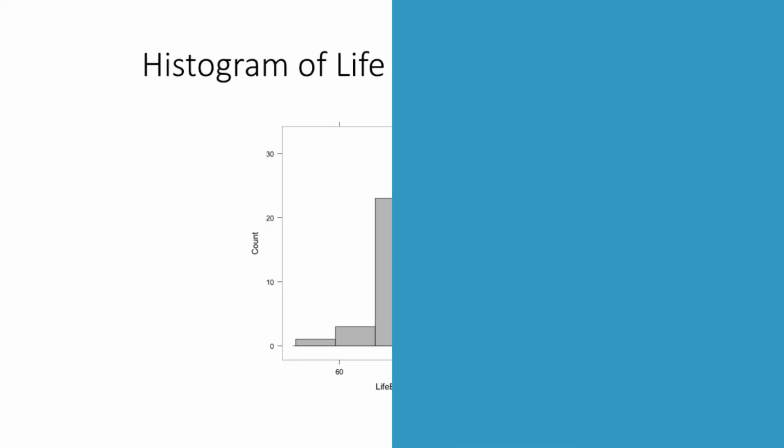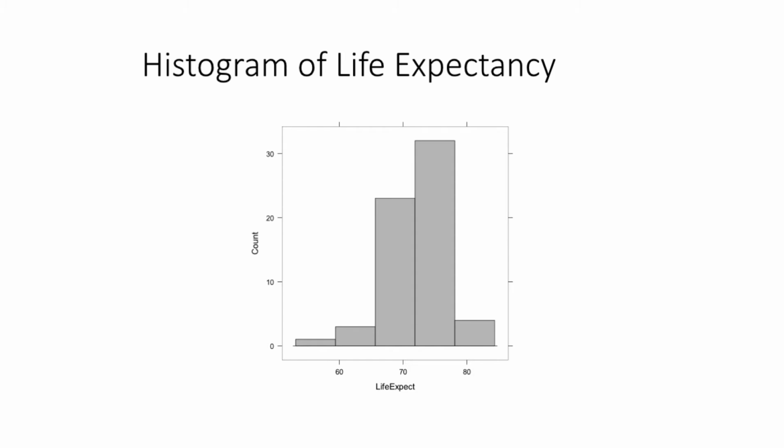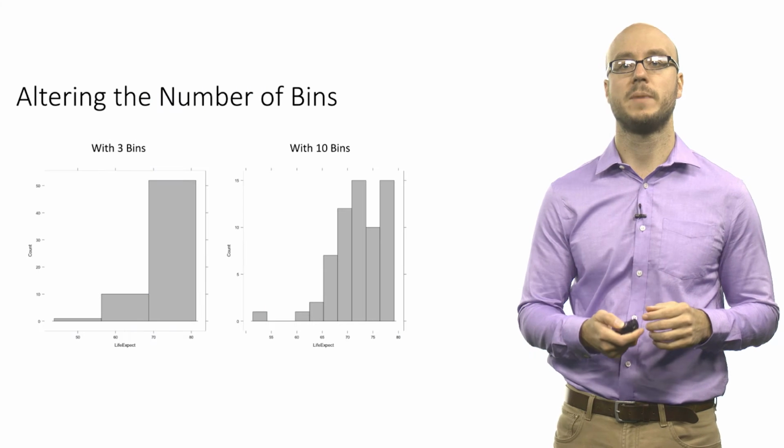And you do see some kind of spread, especially in the lower end, and that lower bar, that first bar that's really small, reflects that one data point of Haiti, which is lower than all the other observations in terms of life expectancy.